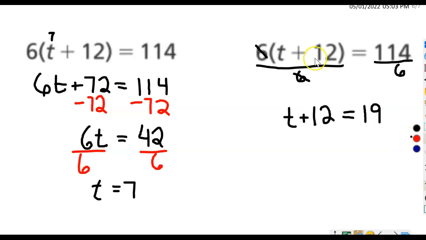All right, so that was just one step right there. And now our next step is to undo adding 12. So we're subtracting 12 from both sides. And our answer, of course, is going to be t on the left side and 7 on the right side. Once again, same solutions, two different ways of going about it.